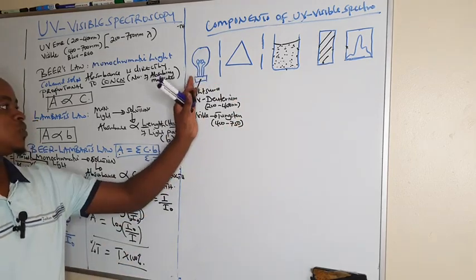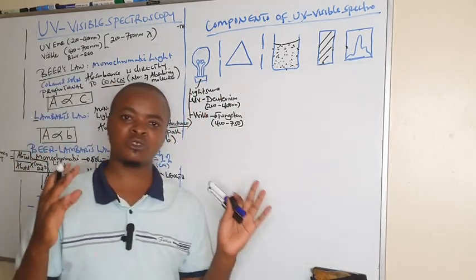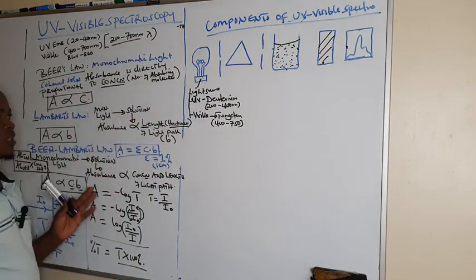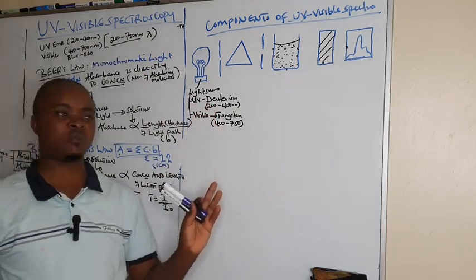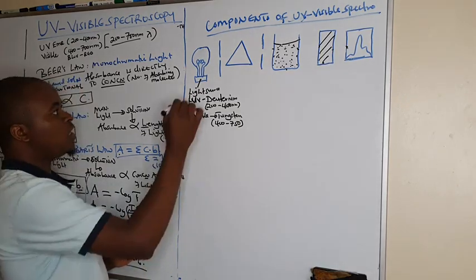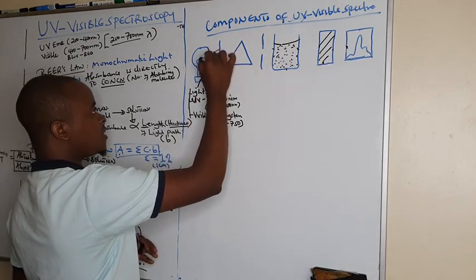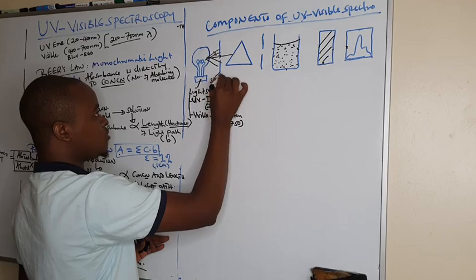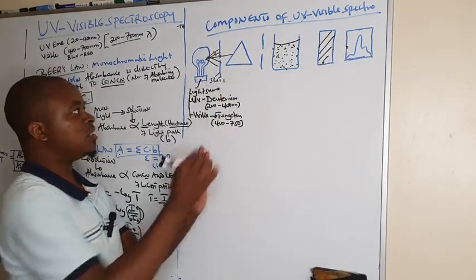If we are looking at molecules which absorb light between 200 to 700, this light must have both the UV and the visible. Then when it produces light, these light rays are going to pass through the slit. This is what we call slit 1. Slit 1 is going to prevent stray light from reaching the monochromator.